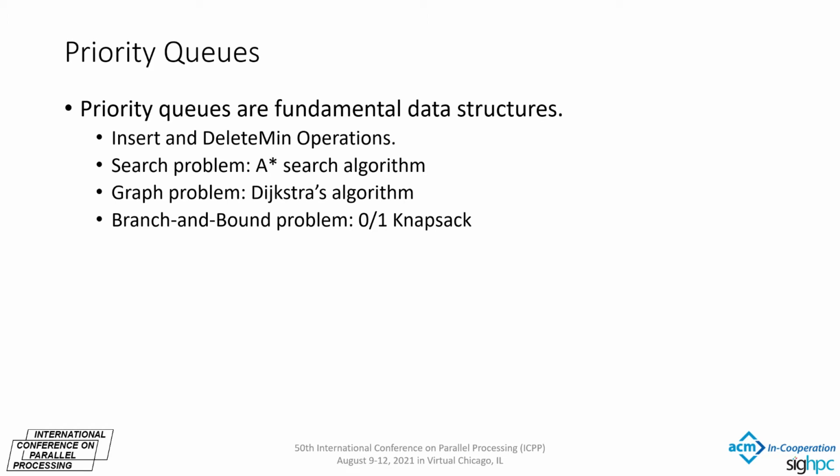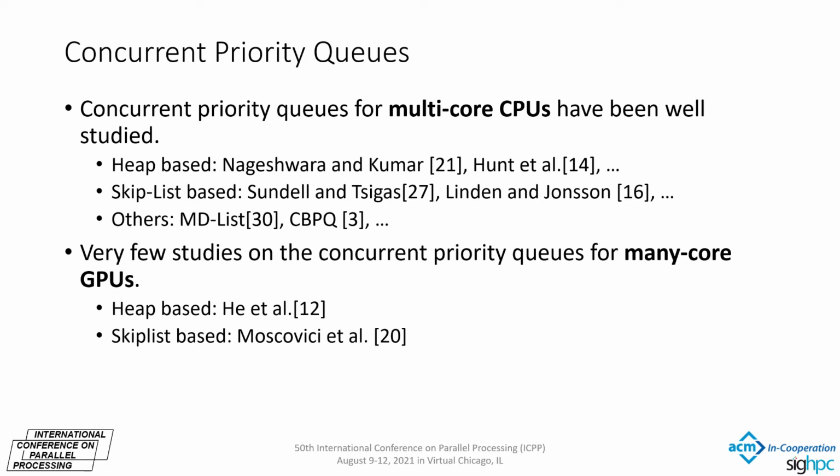The priority queue plays an important role in many well-known algorithms, including Dijkstra's algorithm, A-star search in artificial intelligence, and branch and bound problems. A concurrent priority queue is intended to be accessed simultaneously by multiple processors. Concurrent priority queues for multi-core CPUs have been extensively studied in the literature. There are different implementations based on different data structures like heap and skip list, which we'll talk more about later. There are also other alternative data structures like MD-list, which uses a multi-dimensional linked list to implement a priority queue. CBPQ is another implementation that uses a linked chunk list, which performs well under high contention.